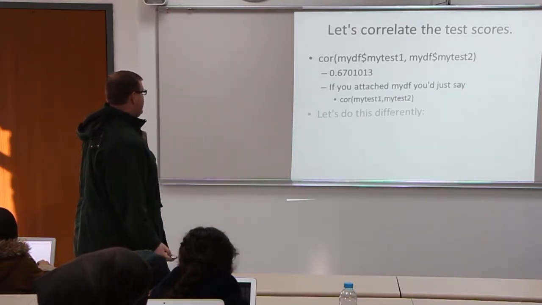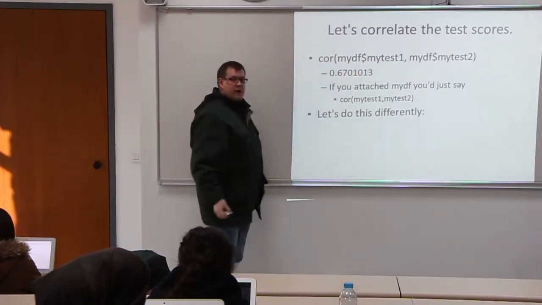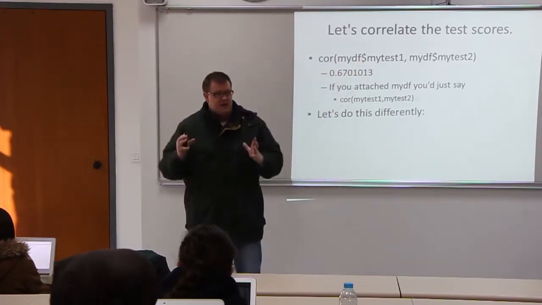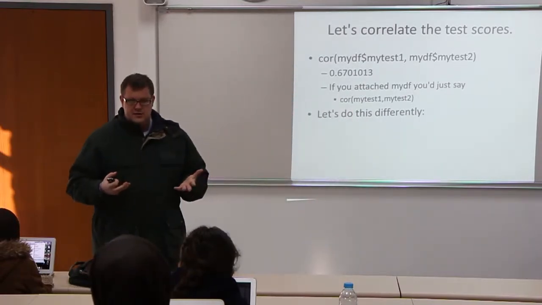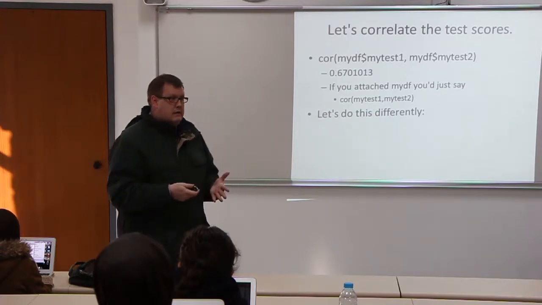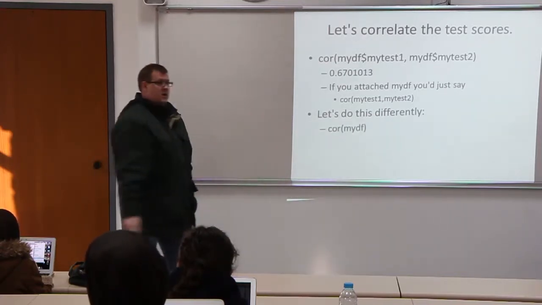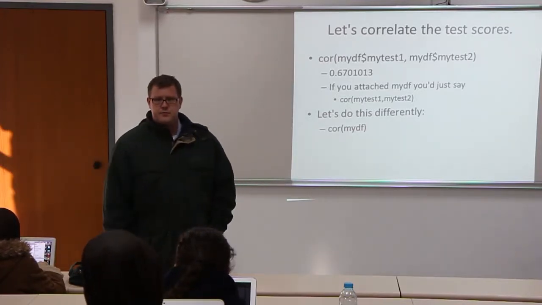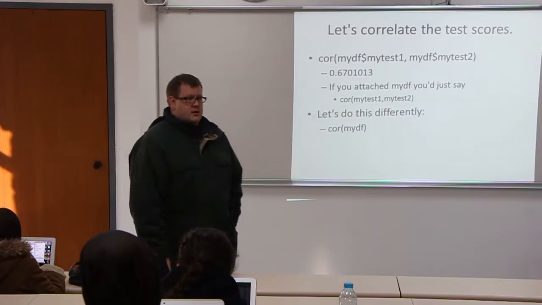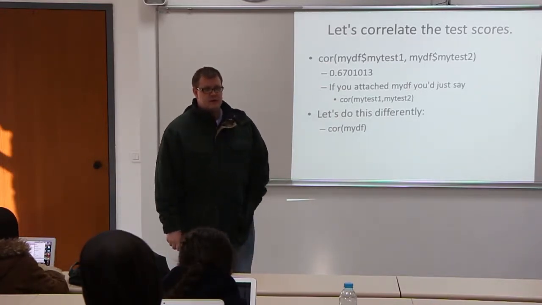All right, perfect. So let's do this a bit differently. This is how we've been doing it, right? We say correlate this variable with that variable. Now, all of the variables that we're interested in correlating are in the data frame. So you can actually just do this: cor(myDF). And what do you get? It's not going to be 0.67. It'll be something else.